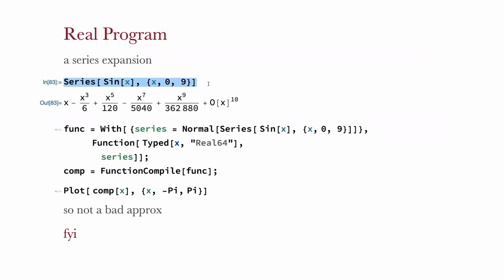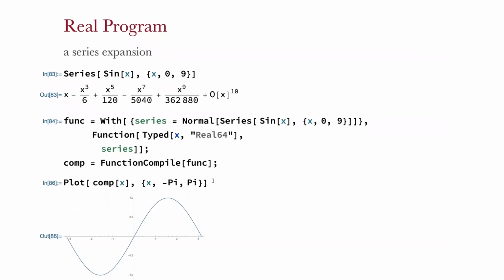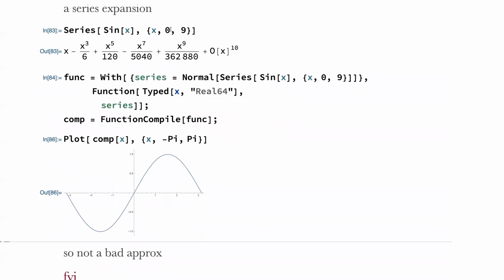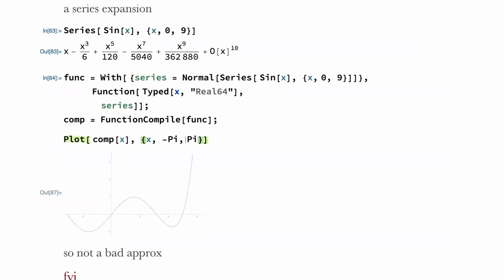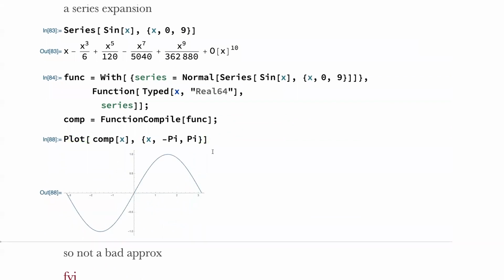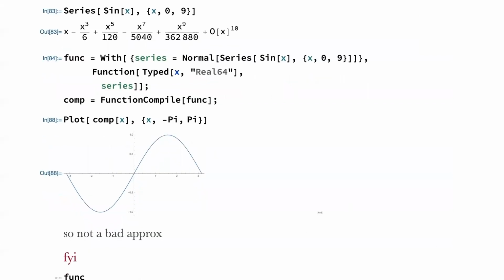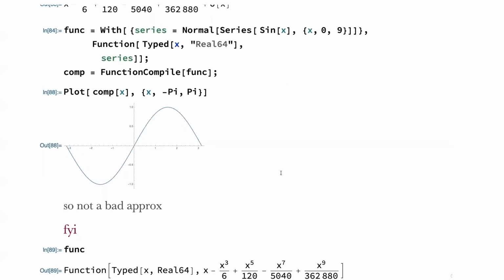I'm going to take a series expansion and generate a function and compile that. And so this shows me, it's not bad, I've got 9 terms in the series. Of course, if we go a little bit further on, then let's talk to the analysts and they'll tell us what the range of convergence of this series is. And just as an FYI, this could probably be written in some more efficient form, but this is showing what the function actually is.